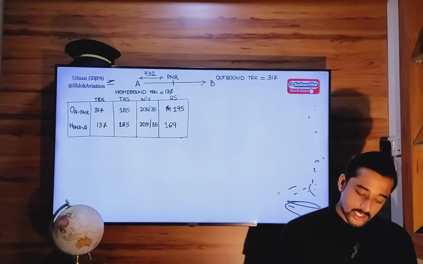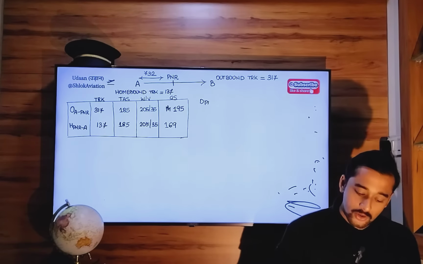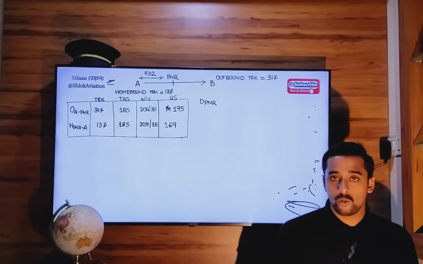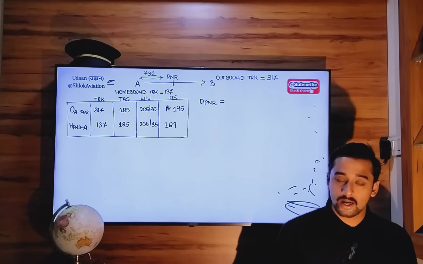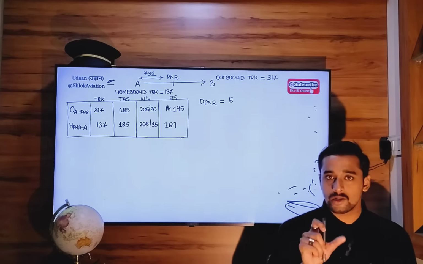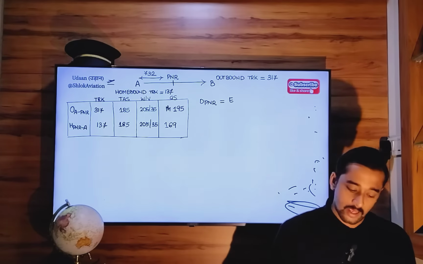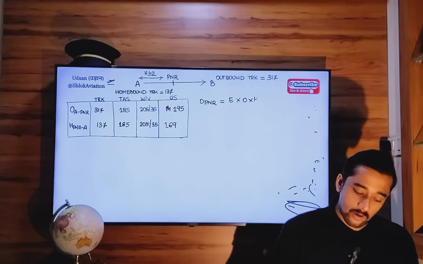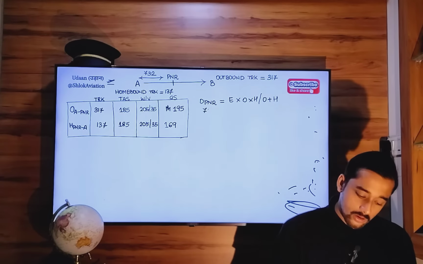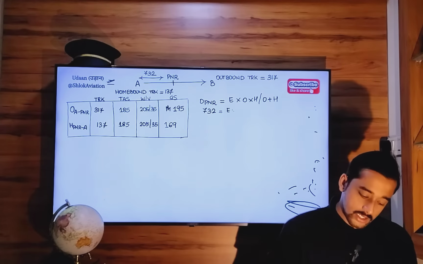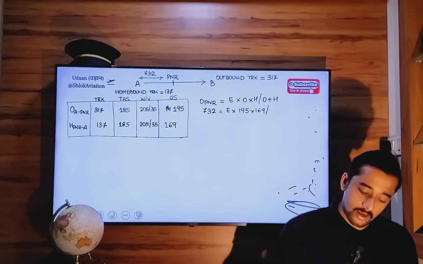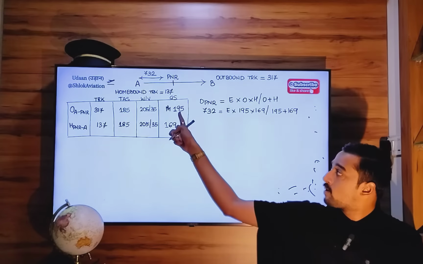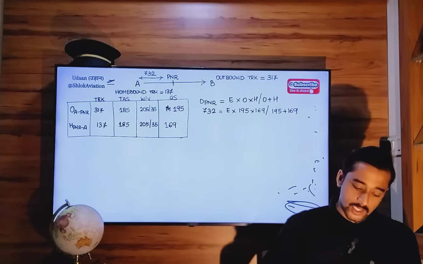Now we will use the distance to PNR formula to calculate fuel consumption. Why? Because the distance to PNR formula contains endurance, and endurance is related to fuel somehow. So outbound into homebound, divided by homebound plus outbound. So 732 equals endurance into 195 into 169 divided by 195 plus 169. Okay, I have substituted the outbound ground speed and homebound ground speed.